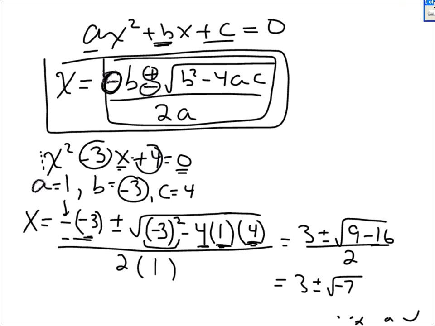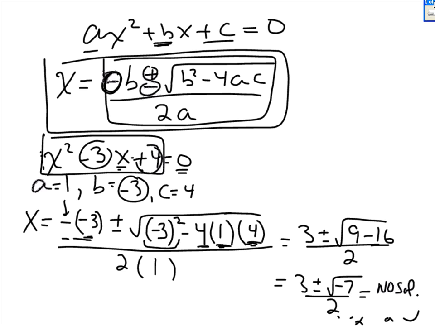9 minus 16 is negative 7 over 2, which means there's no solution. You can't take the square root of a negative number. This will never, ever equal 0. Either it'll always be more than 0, or it'll always be less than 0, but it'll never be 0.